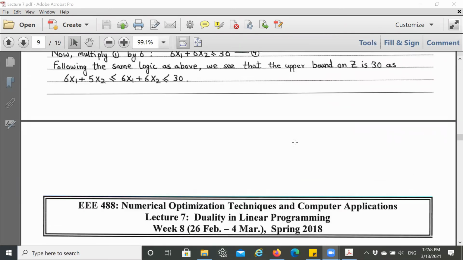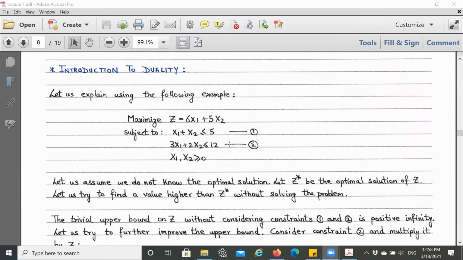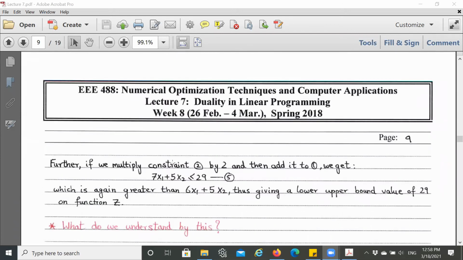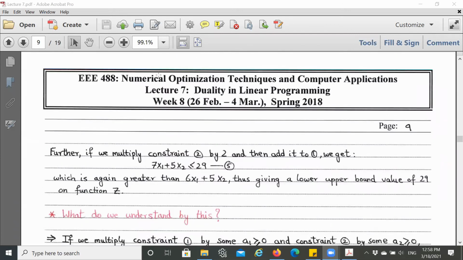And add it to constraint 1. After I multiply this by 2, I add this to constraint number 1, and that would eventually give me this new constraint. I'm trying to come up with combinations where the left-hand side would be greater than the objective function of mine. And I see that yes, it gives me 29. And since this is greater than the objective function, the objective function is again bounded by an upper bound which is lower than 30, which is 29. Is it clear?